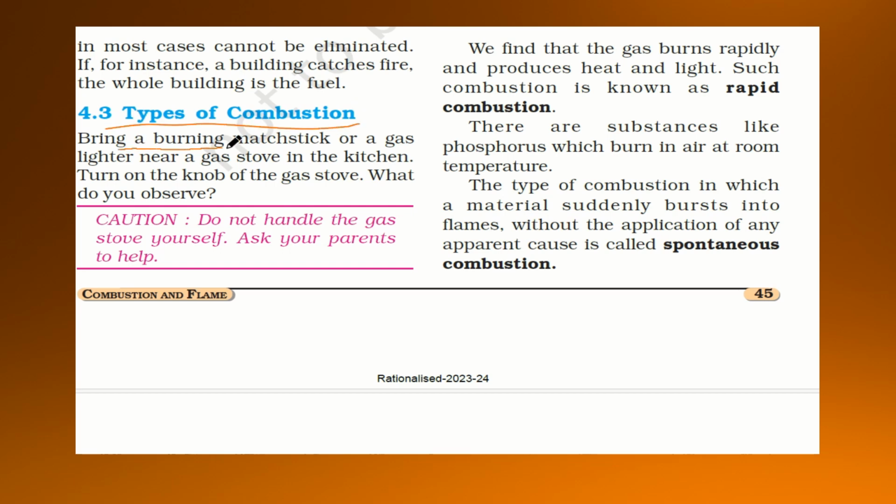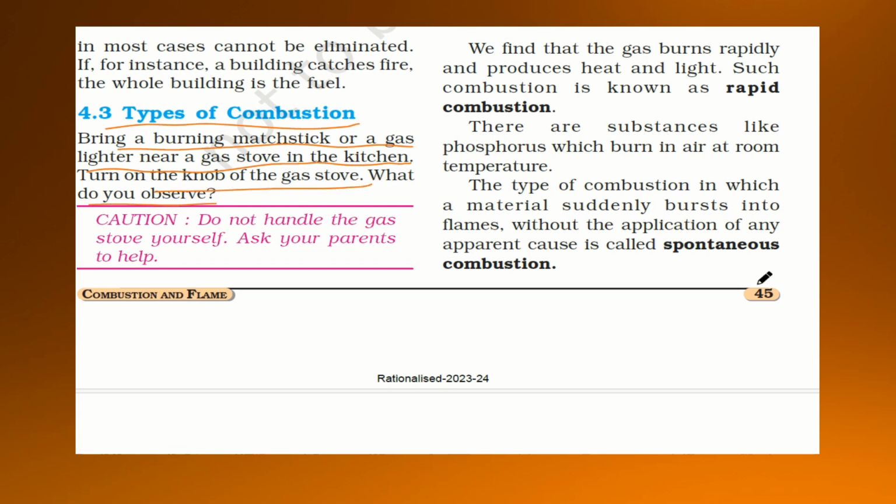Burning a matchstick or a gas lighter near a gas stove in a kitchen. So let us do that. But when you are trying to turn on the knob of the gas and light the gas with the gas stove lighter, your parents should be near you. You should never try this alone, right? You are little kids now. You should not go near a burning matchstick, or try these experiments on your own. So tell your parents to take you to the kitchen and you just turn on the knob of the gas stove. What do you observe?